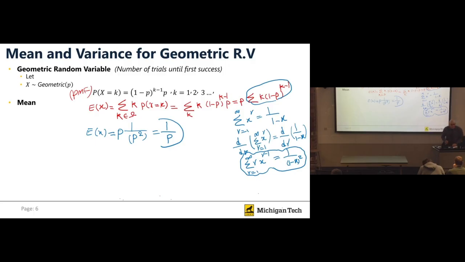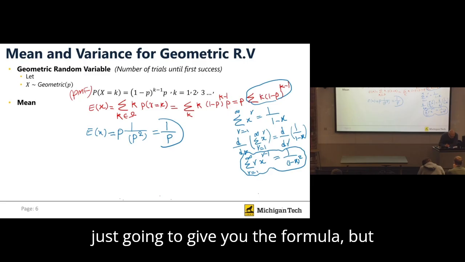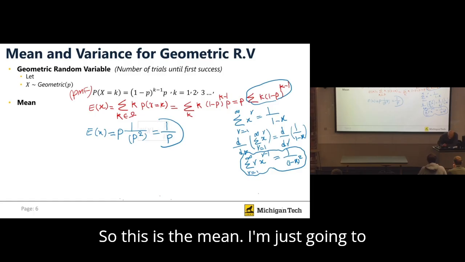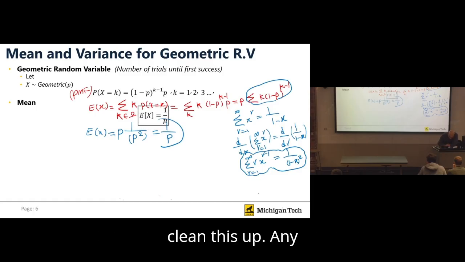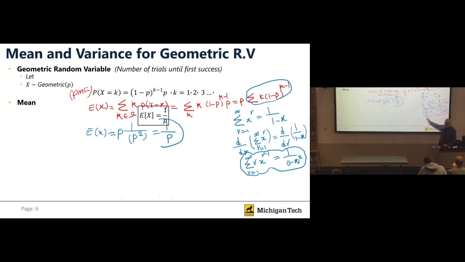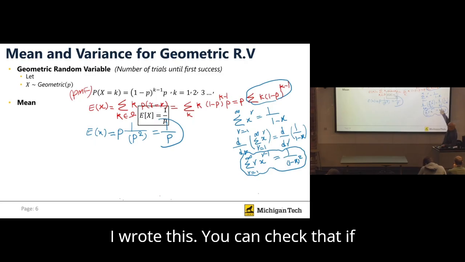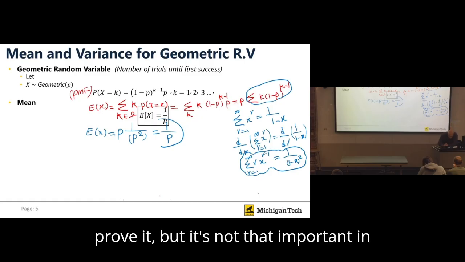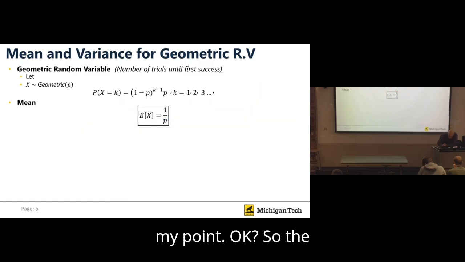Okay? I'm not going to go for variance. I'm just going to give you the formula, but you can compute that as well, the same way. So this is the mean. I'm just going to clean this up. Any question before this gets cleaned? Okay. But in your lecture notes, I wrote this. You can check that if you have a problem. But I'm not going to ask that. It's just for how to prove it, but it's not that important in my point.